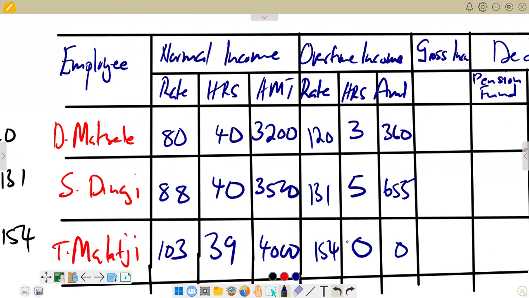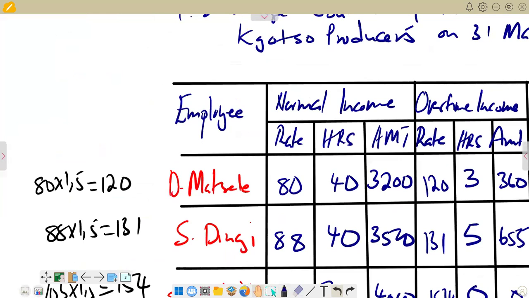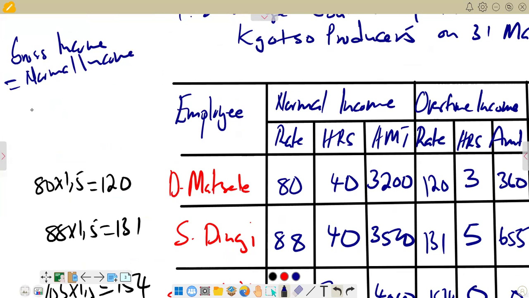So this is what we have for our overtime amount. Then to get our gross now, let's put down the formula. Gross here, this is now gross income. We are saying it is equal to normal income plus overtime income. So this is how we are going to find our gross.